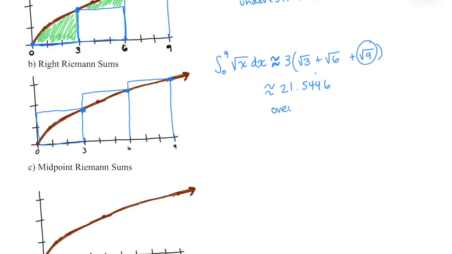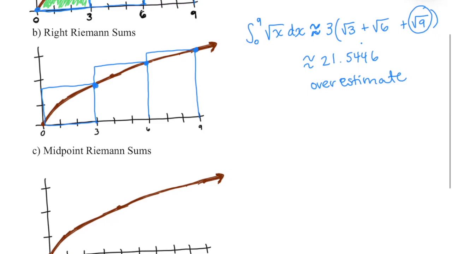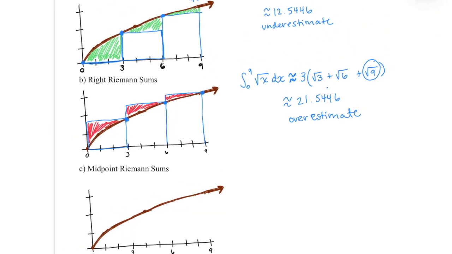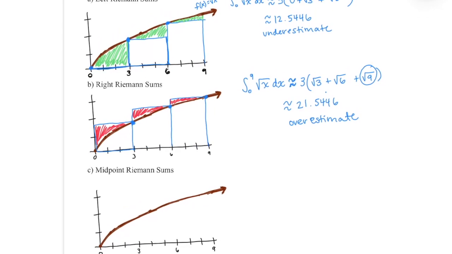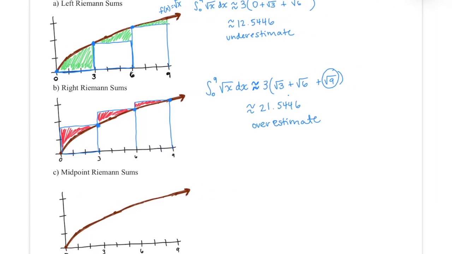This is an overestimate. And the reason why, I'll use red, is because you can see our rectangles now are going over the area. So all of this red space is where the rectangles went over the actual area. So it's the area plus all that red space. So the first one's an underestimate, and then we have an overestimate.